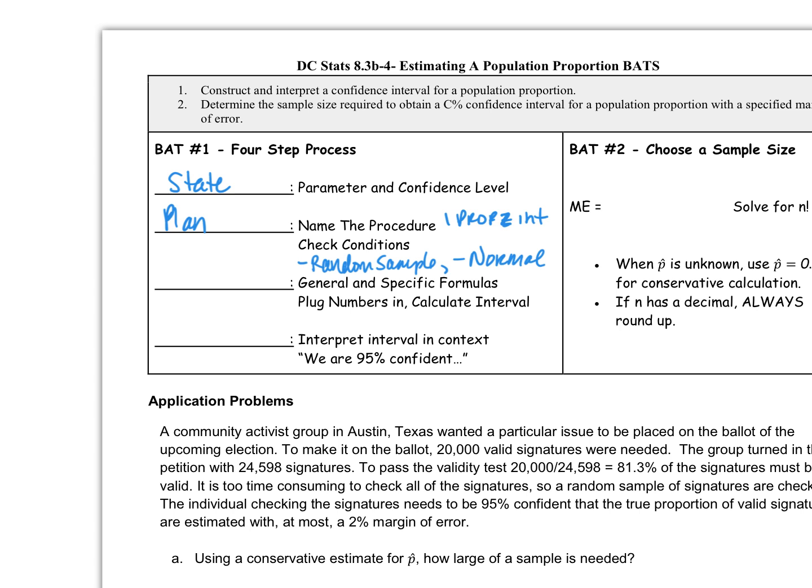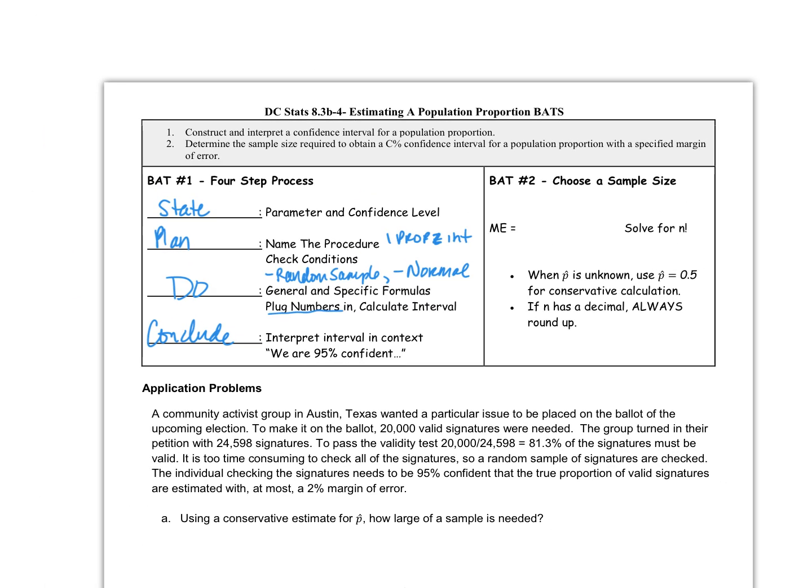General and specific formulas, plug the numbers in, calculate the interval. This is all you really have to worry about: writing your formula with your values in it. Obviously, you're going to use a calculator to crank it out, right? And then calculate your interval. So this is the do step where you actually do the math. Show your work. State, plan, do, and then we conclude. This is where we tie a little bow around the problem and put it back in context. Yes, bows. It's a little package, right? It's a whole package problem, start to finish. So, can we handle that? Yeah.